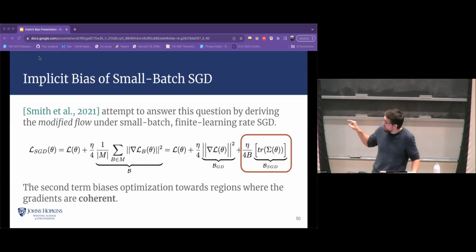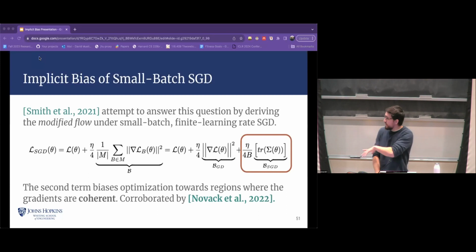And this bias term in particular, they posit, is what explains the linear scaling rule. Here we can see the linear scaling rule as a coefficient of this term, right? So eta over b, that's learning rate over batch size, times the trace of your gradient covariance. And the idea is that this term, this bias in this modified loss, is what is being optimized by the linear scaling rule, right? So this is what keeps our generalization constant.